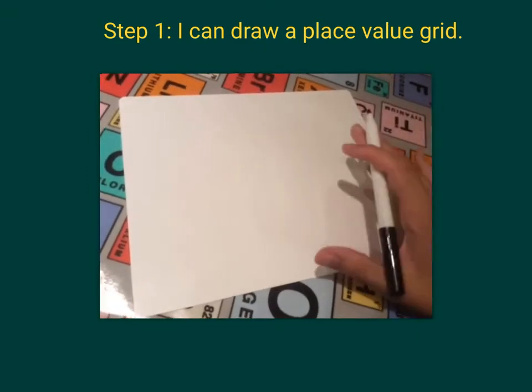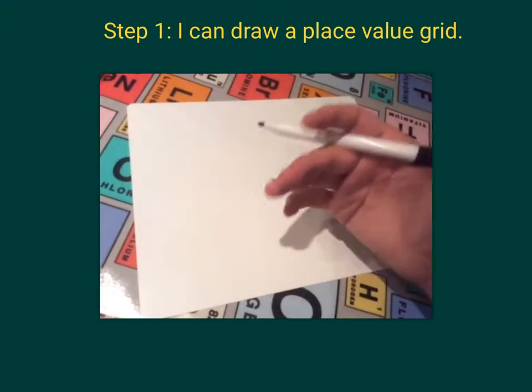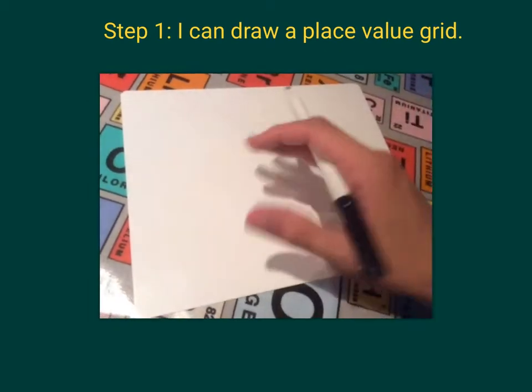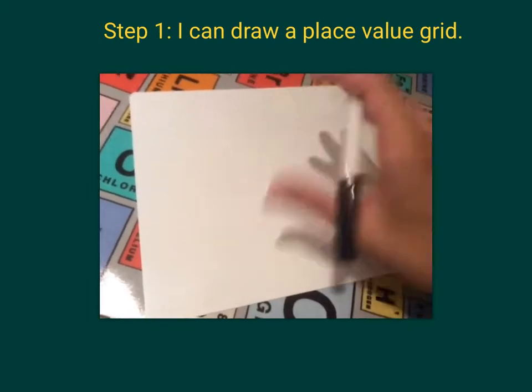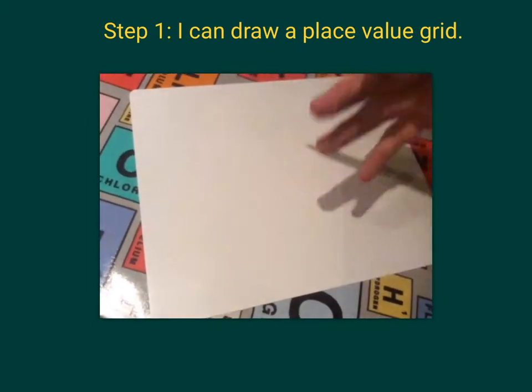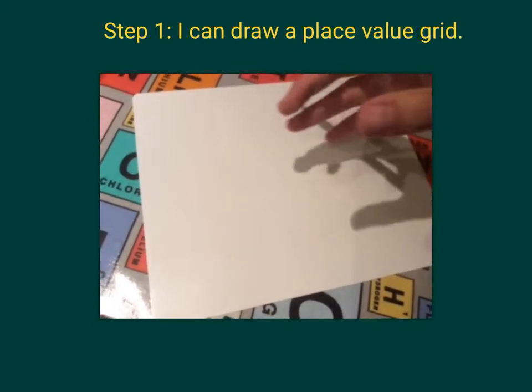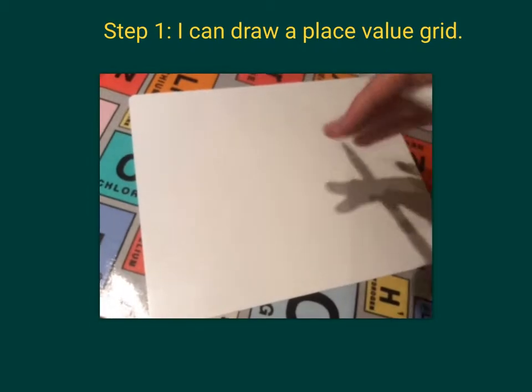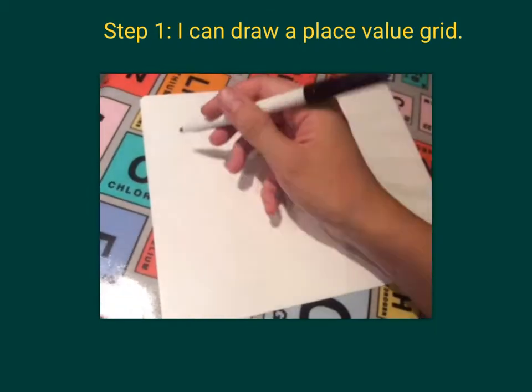So step one, the first thing you've got to do is draw a place value grid. So what does a place value grid look like? Well, you might have seen plenty of them all over the place. And if you've come from using the toys or the manipulatives or the concrete objects, you already know what a place value grid looks like. So it should look something like this.